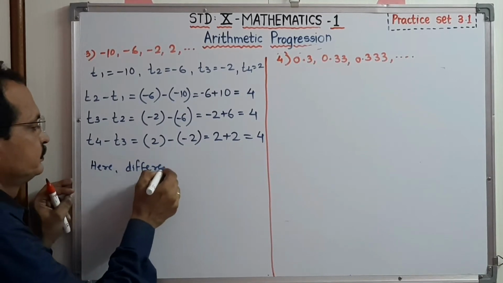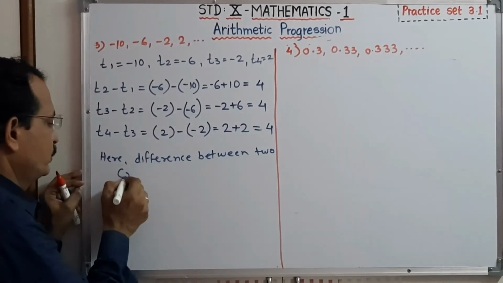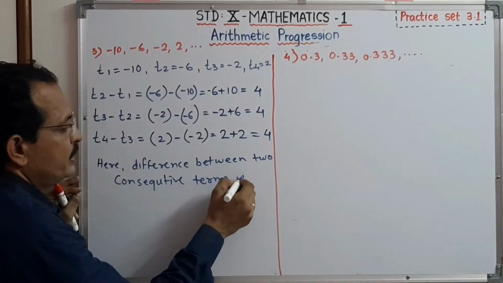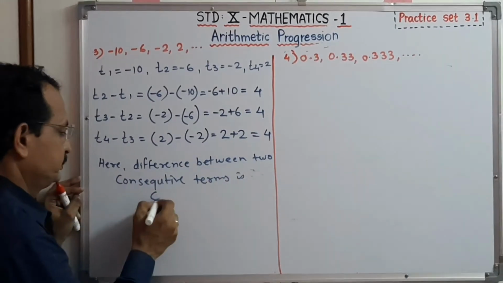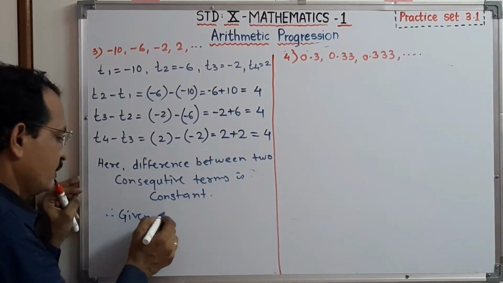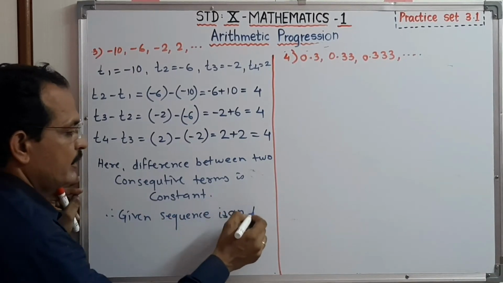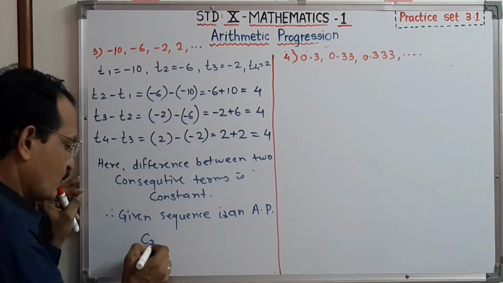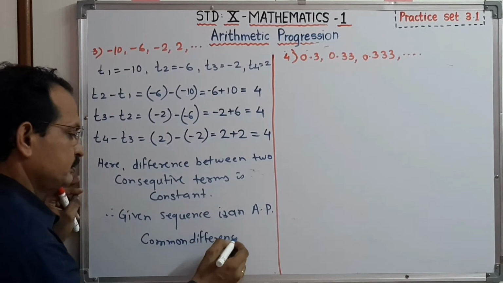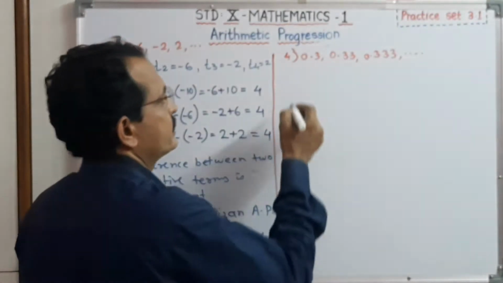Now see here, the difference between two consecutive terms is constant, therefore the given sequence is an AP and the common difference is 4. Now see the next.